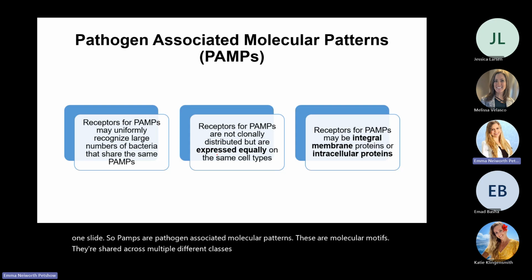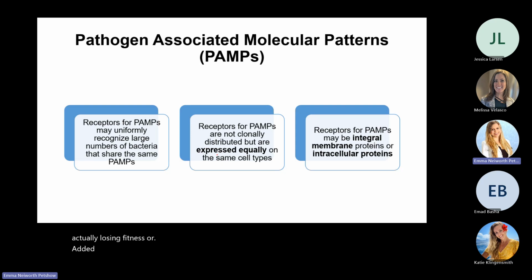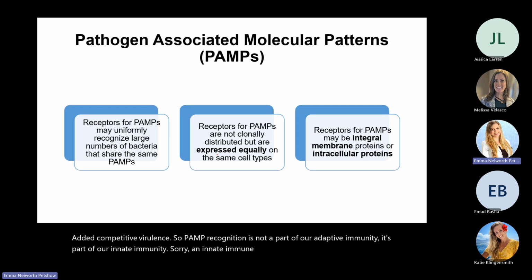These could be lipoproteins from bacteria, flagellin, viral nucleic acids, fungal cell wall components. The immune system leverages PAMPs because they are hard for pathogens to mutate without actually losing fitness or competitive virulence. So PAMP recognition is not a part of our adaptive immunity. It's part of our innate immunity. So our innate immune system can identify PAMPs.